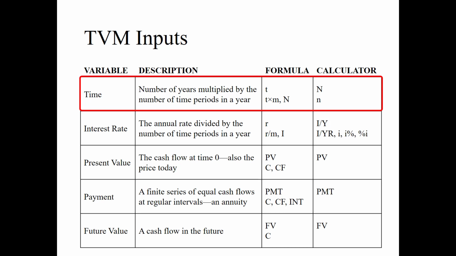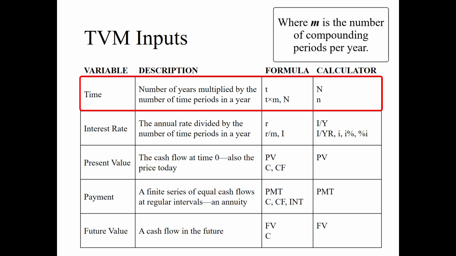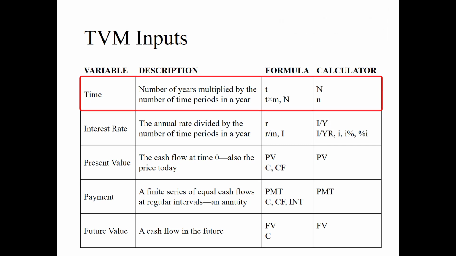In some cases, you might see it listed as N or T times M, where M is the number of compounding periods per year. For example, in this case, if we had interest that was earned every 6 months, M would be 2 because there's 2 6-month periods in a year. And so again, our T times M would be equal to 20. On our financial calculator, it's going to be listed as N.